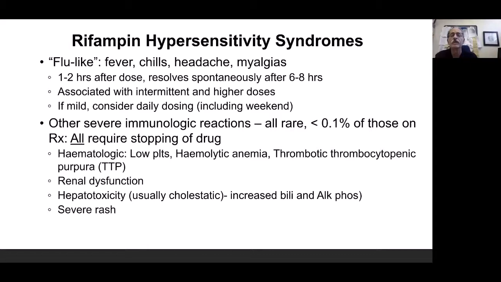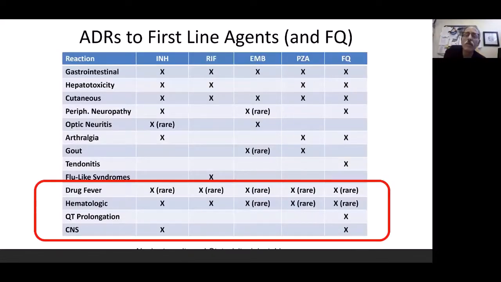And on the bottom of this table are some of the less common manifestations that we'll see and which drugs cause them. QT prolongation, something we think about with fluoroquinolones, especially if they're on other drugs that affect the QT interval and cause QT prolongation. Bedaquiline is another one that requires cardiac monitoring. And then there are some drugs that can cause central nervous system side effects. Again, uncommon, but we see them.